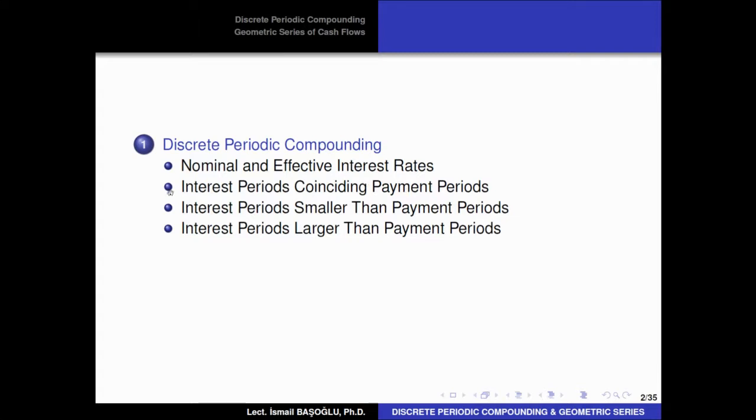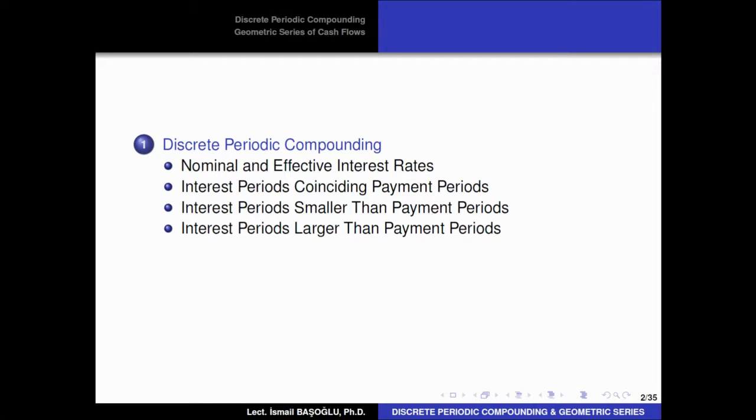Now, first, we are going to focus on the simple case, and we will study the problems when the interest periods coincide with the payment periods. Then we are going to study the problems when the interest periods are smaller than the payment periods, which means the compounding occurs more than once between two consecutive payments. So let's just say you are making payments on a quarterly basis, in the end of every 3 months. However, the interest in the account is compounding on a monthly basis. So in that case, the interest periods are smaller than the payment periods.